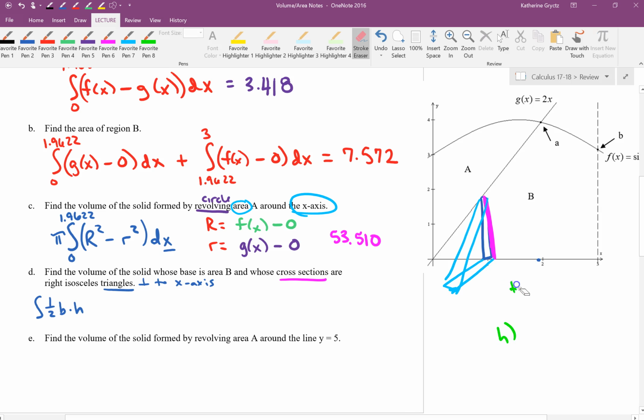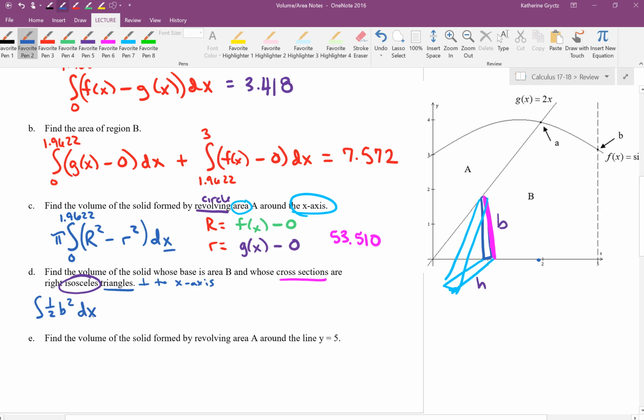Okay, so some things to modify this: knowing that they're isosceles tells you that the base and the height, whatever this base is, the height has got to be the same thing, because that's how you make isosceles. So we can take this 1/2 b times h and turn it into 1/2 b times b, because they're going to be the same thing, or we could just simply write 1/2 b squared, and then we'd have our dx.